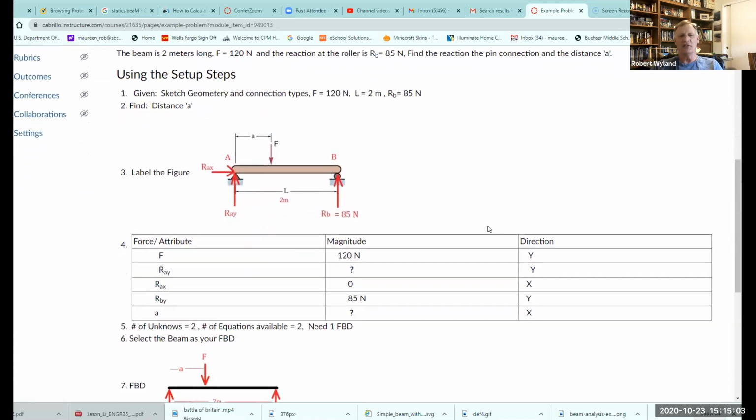The next thing to do is to create this table of forces, what you know, and directions. If I look at F, it is given in the problem: F is 120 newtons. We know the direction is straight down.